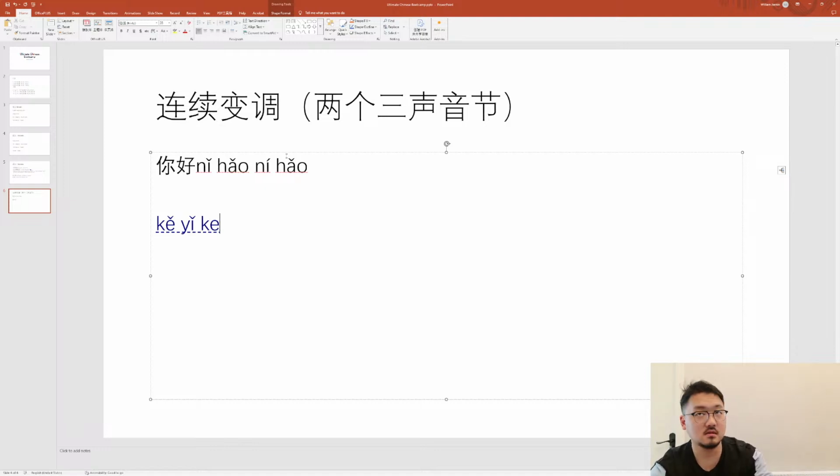Okay? 可以. So you sort of know the rule here. Third tone becomes second tone. 可以. Okay? Third tone. I'm going to type it out so you folks can actually see the characters. So, 可以, the first one. Not 可以. That's exhausting. 可以.